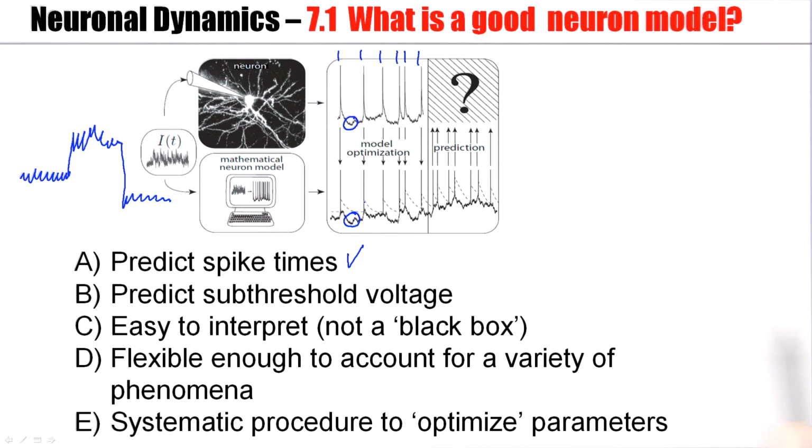And then ideally, I don't want a model that's just a black box. Just a box where I get some input and an output. But ideally, I would like to be able to interpret variables in the model in terms of biological phenomena. Well, the model should be flexible so it accounts for a variety of firing behavior, and at the same time, the mathematical structure of the model should be such that there exists a systematic procedure to optimize parameters.